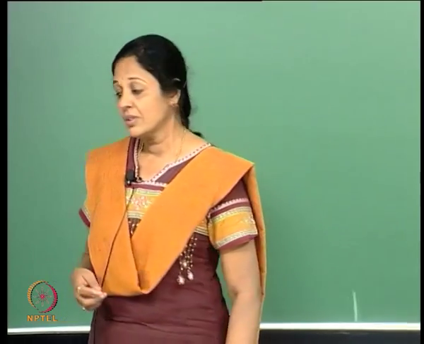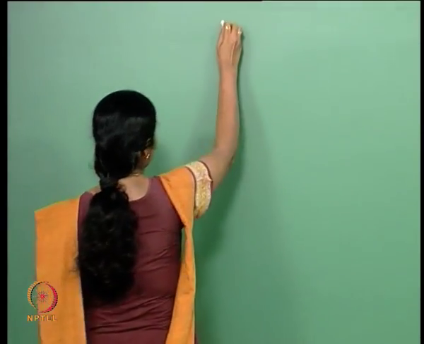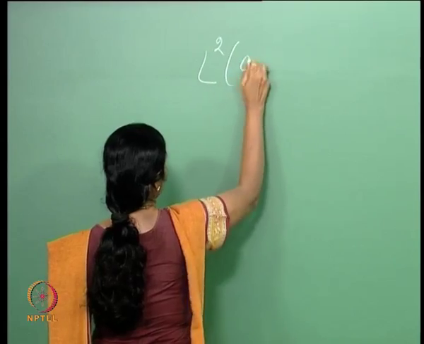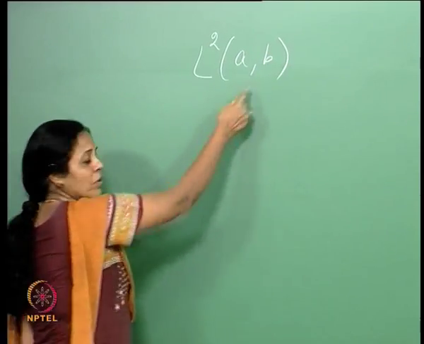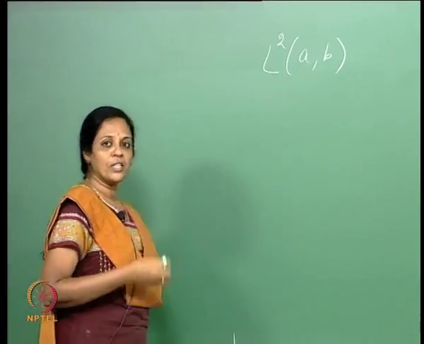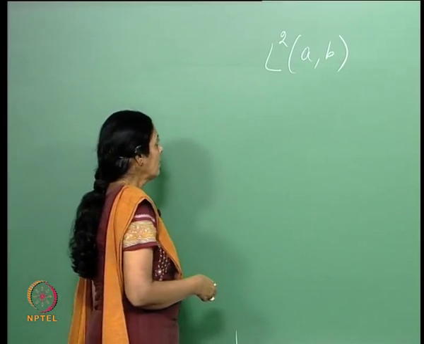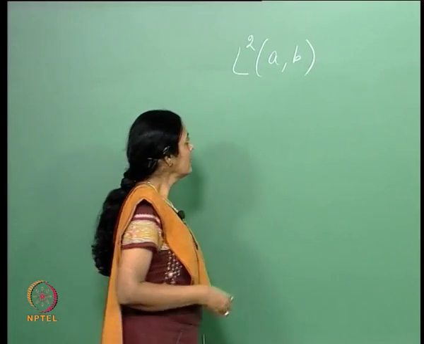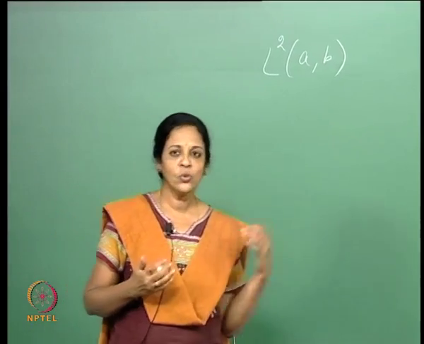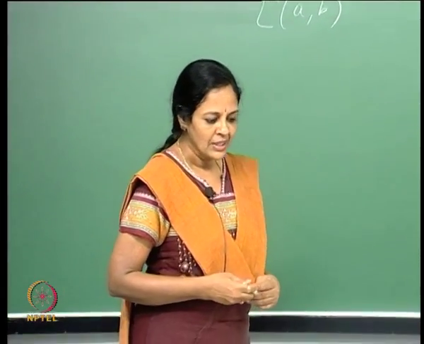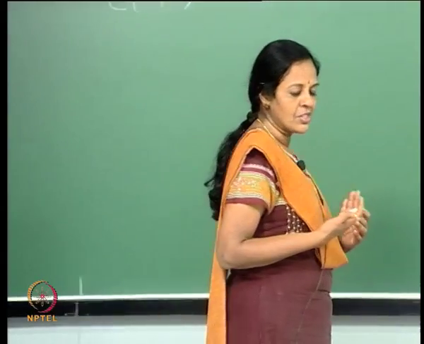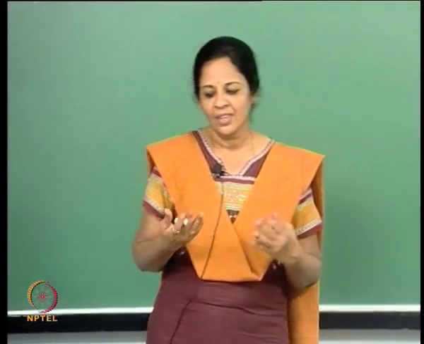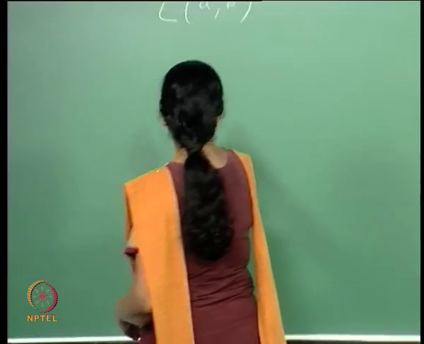Last lecture, I discussed some salient features of L2, the space of square integrable functions. So that's L2 of AB, and A could be minus infinity and B could be infinity. Today I will continue to look at square integrable functions, and I will describe the concept of the wave function psi of x.